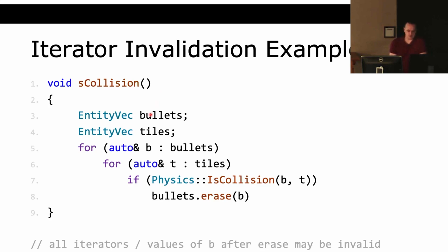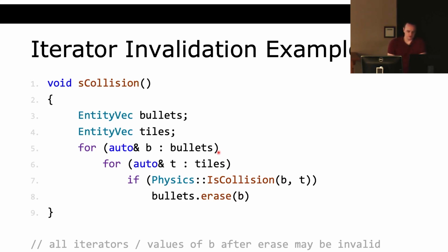Let's say I've got this vector of bullets and I've got a vector of tiles. Right? So I wouldn't have these vectors in our game engine. The EntityManager would handle all of that, but this is just for an example. So I'm going to iterate over all of my bullets. I'm going to iterate over all of my tiles. And then if there's a collision between a bullet and a tile, I want to erase the bullet. Right? This seems simple enough.